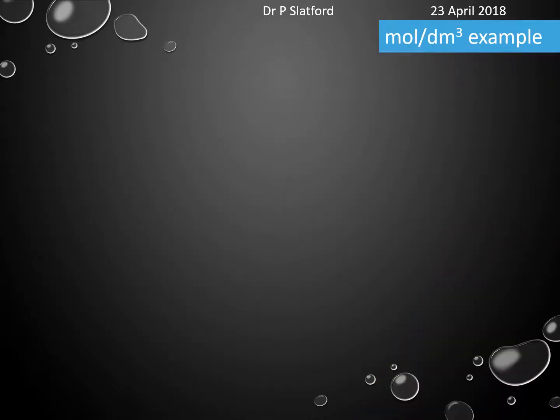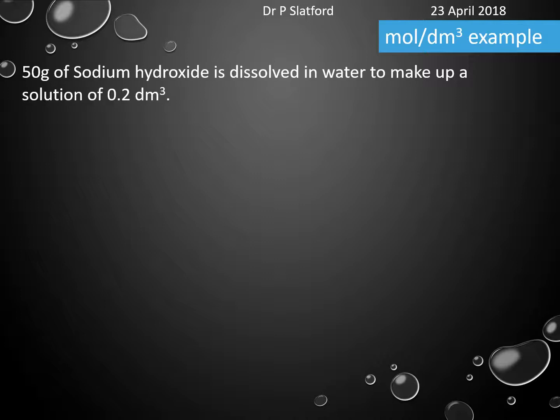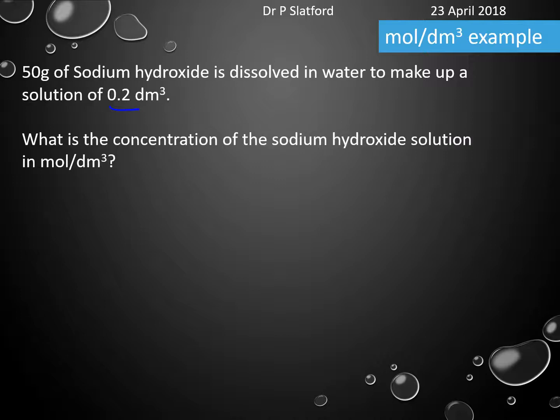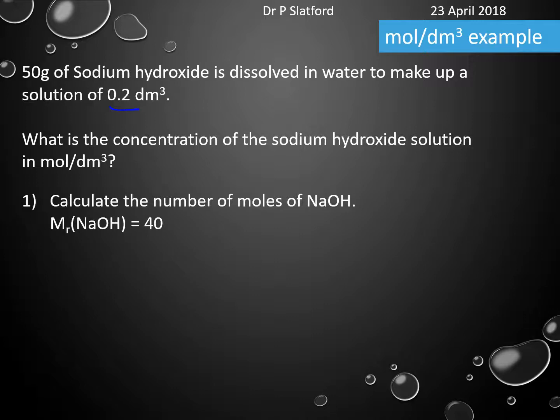How about a moles example? If I take 50 grams of sodium hydroxide and I dissolve it in 200 cubic centimeters of water, or, as stated here, 0.2 dm cubed, what is the concentration of the sodium hydroxide solution in moles per dm cubed? I need to calculate the number of moles of sodium hydroxide. My relative formula mass of sodium hydroxide is 40. So the number of moles that I have is 50 grams divided by my MR, 40, and that equals 1.25 moles.